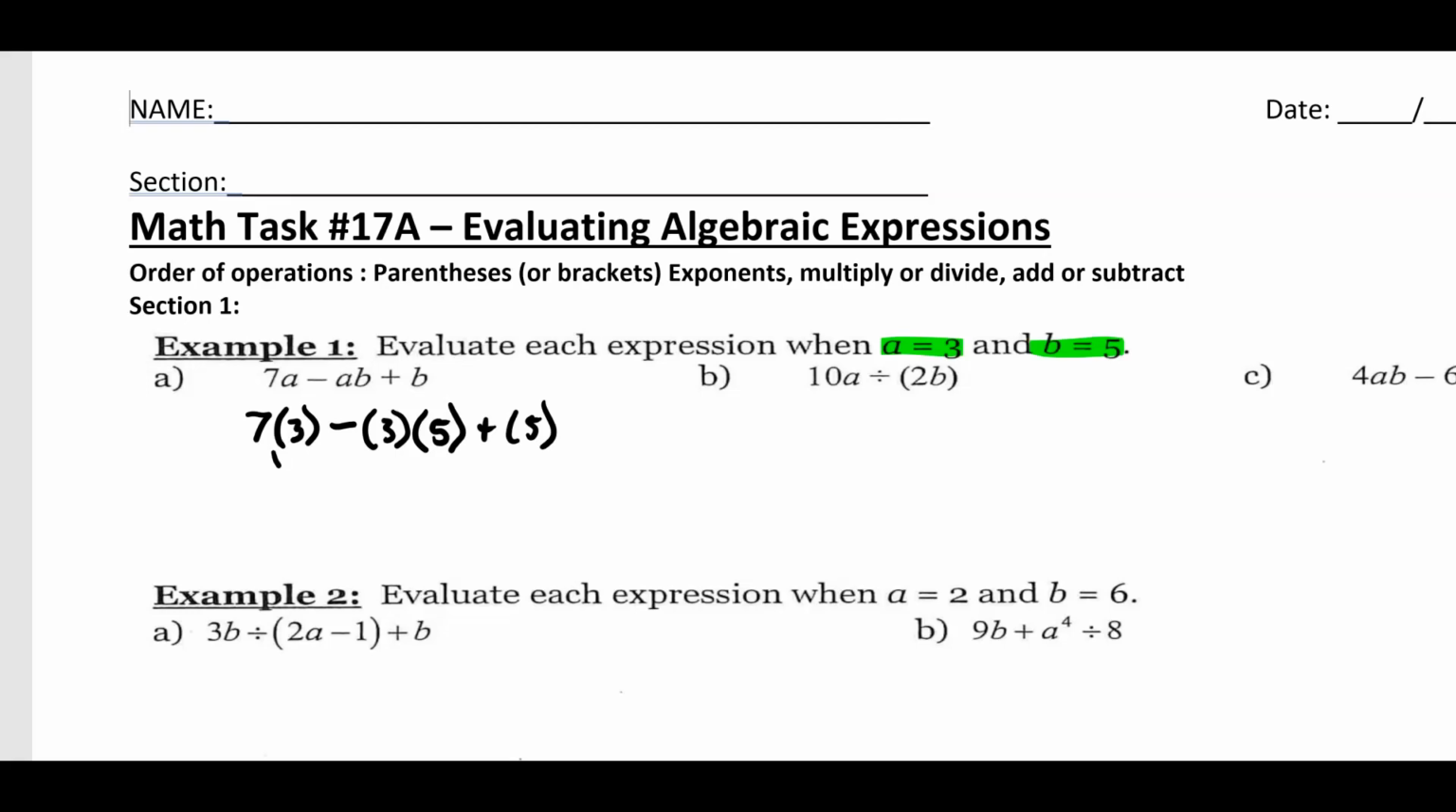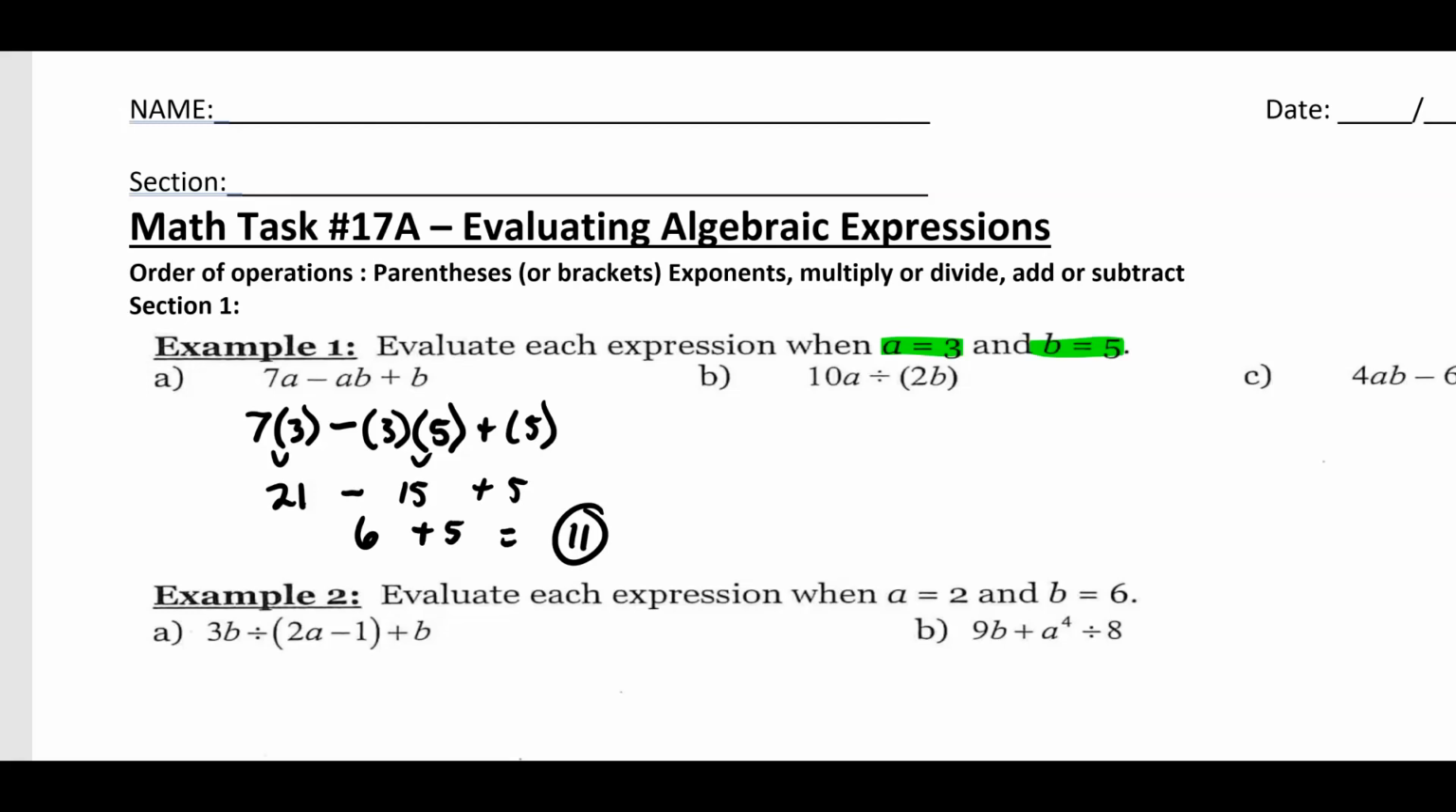So, order of operations says multiply first. 21 minus 15 plus 5. Order of operations says add or subtract from left to right first. If I don't want to add 15 plus 5, I read it left to right. Subtraction actually pops up first. And so this gives me 6 plus 5, which is 11. Circle your answer so that it's easy for you to see.